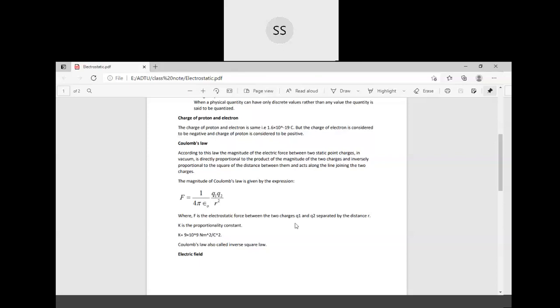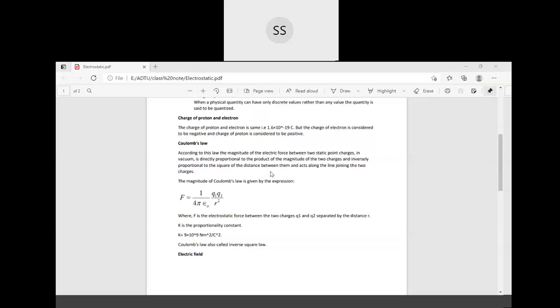Next, it is inversely proportional to the square of the distance between them, and acts along the line joining the two charges. When the distance is more between the charges, the force will be less, and when the distance is shorter, the force will be greater. With the increase of the distance, force will decrease, and with the decrease of the distance, force will increase.